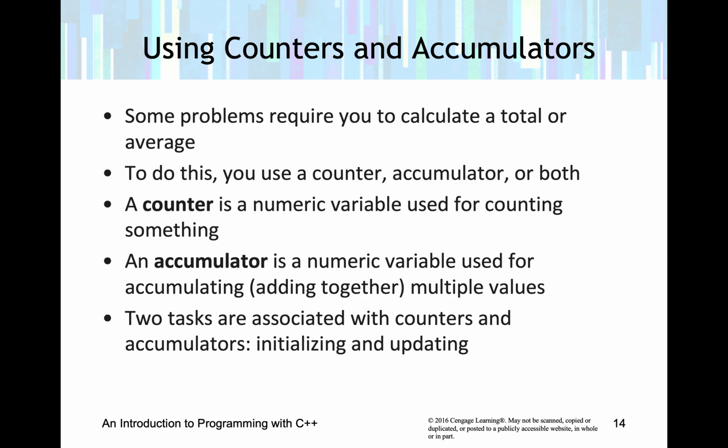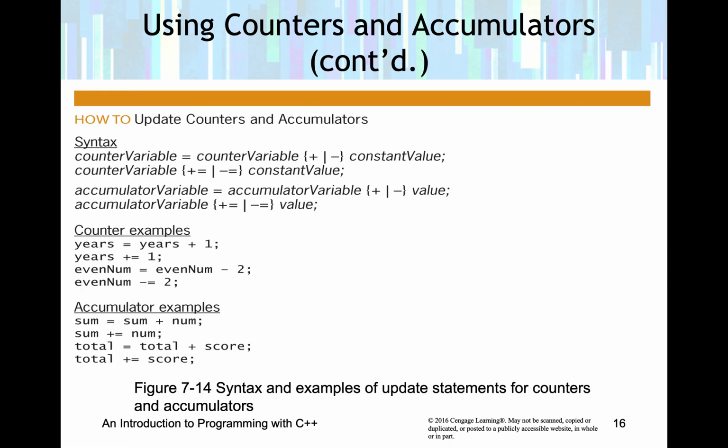So to do this, we're going to use two things. One is a counter to count how many test grades you've entered, if we don't know exactly how many there are, and an accumulator to accumulate those test grades, so we know what the total of all the test grades is. There are two tasks that are associated with counters and accumulators. One is initializing and one is updating. So let's look at that. Initializing and updating.